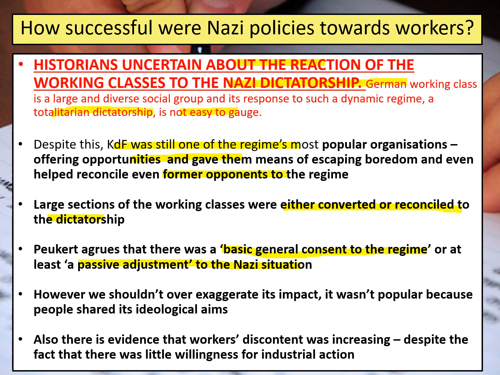However, just because people generally didn't oppose the Nazis doesn't mean that they shared the Nazis' ideological aims. And there is also some evidence that their discontent was increasing, despite the fact that there wasn't much industrial action against the Nazis. So overall, in terms of how successful the Nazi policies towards the workers were, it is quite difficult to gauge. Isolating the workers from the rest of the dictatorship is very difficult. And obviously things like the terror state and propaganda all come into play in explaining why there was limited opposition from the workers. But we don't necessarily want to see them as real opponents of the regime. There were actually many that were reconciled to the regime by the providing of jobs, winning the battle for work, and also because of things like the KDF. Pause the video if you want to make any notes.